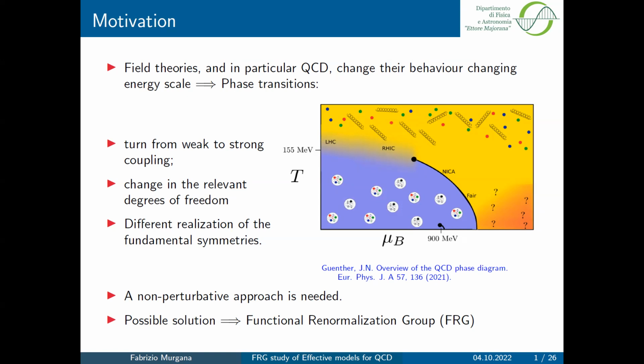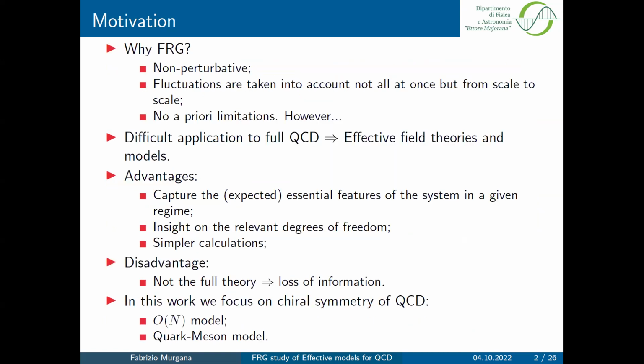A possibility is to use the functional renormalization group. Why do we use it? Because, as we said, it's non-perturbative, of course. And it allows us to take nicely into account the fact that fluctuations are not all taken at once, but just by momentum shells. So you can link different degrees of freedom at different scales. In principle, all this looks nice, but there are, of course, limitations, because when you apply it to full QCD, the solution is very hard.